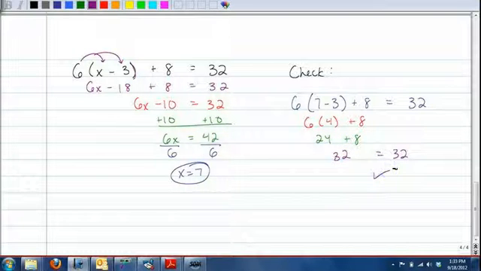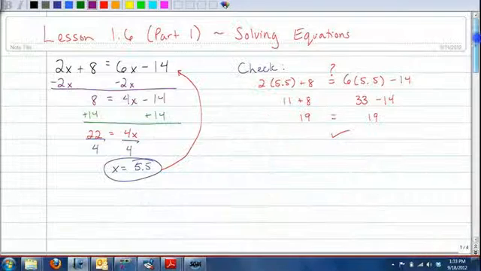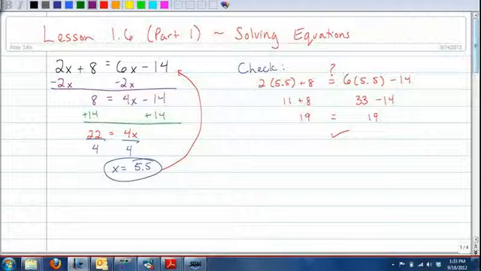So it checks. Okay, so hopefully that's enough just to get you started here on remembering how to solve equations with the distributive property when we have x's on 2 sides of the equal sign. Hopefully, then you won't have any problems with your assignment.